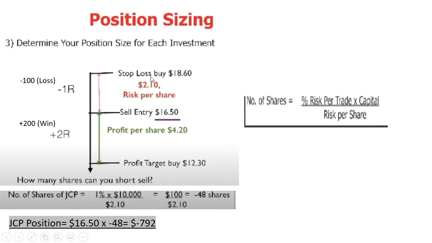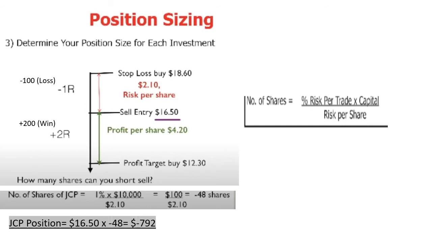But now if we look at our risk per share of $2.10, we divide $100, which is our risk per trade, by our risk per share of $2.10, and that gives us negative 48. We got negative 48 because we're shorting 48 shares. Don't get confused by the negative. There are no negative numbers being multiplied or divided.